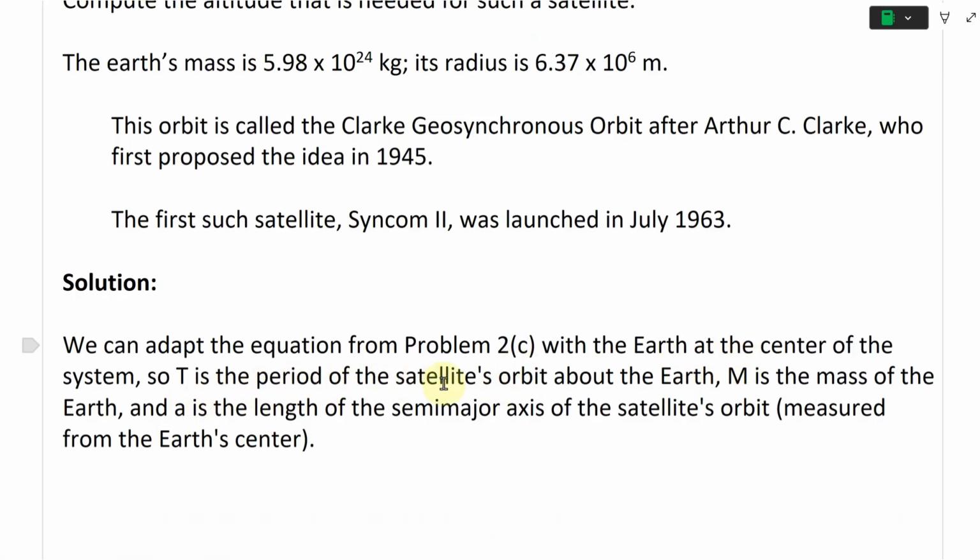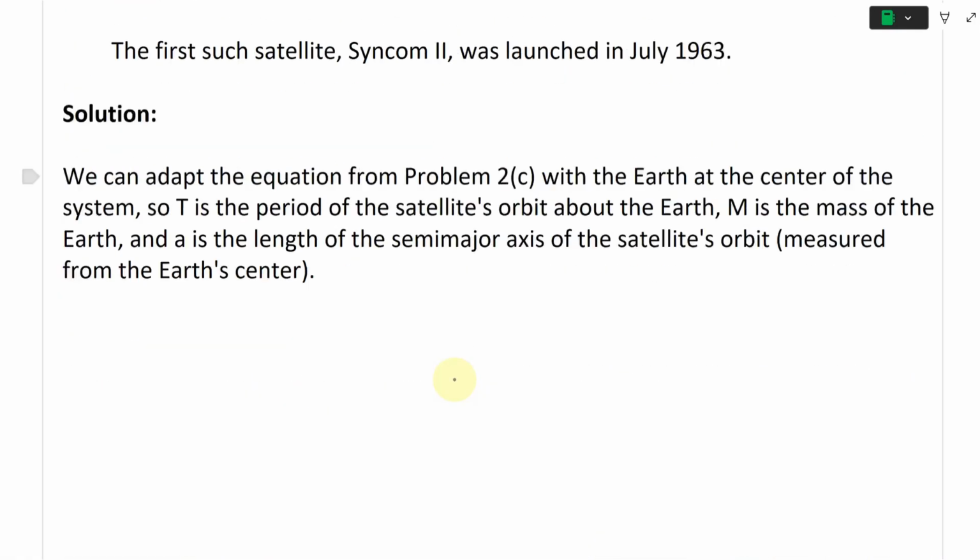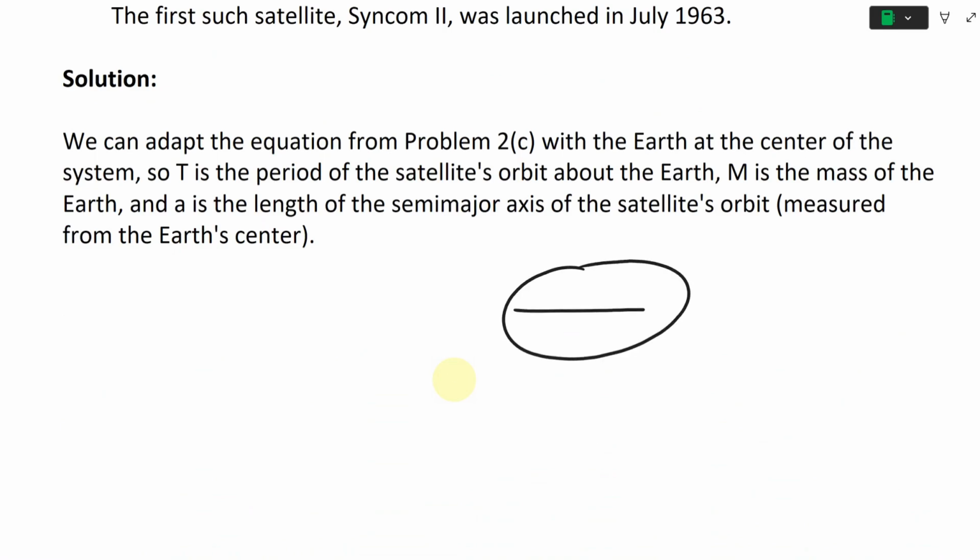So T is the period of the satellite's orbit about Earth, M is the mass of the Earth, and a is the length of the semi-major axis of the satellite's orbit measured from the Earth's center. Again, the calculus book calls this the semi-major axis. That's basically the major axis divided by 2. Remember, the major axis is 2a, and then the semi-major axis is just a. All right, so that's what we have.